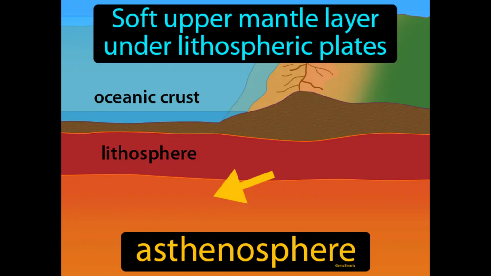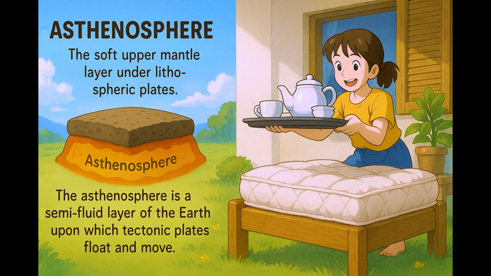The soft upper mantle layer under lithospheric plates. Asthenosphere. The asthenosphere is a semi-fluid layer of the Earth upon which tectonic plates float and move. Imagine trying to balance a tray full of dishes on a thick, soft mattress.